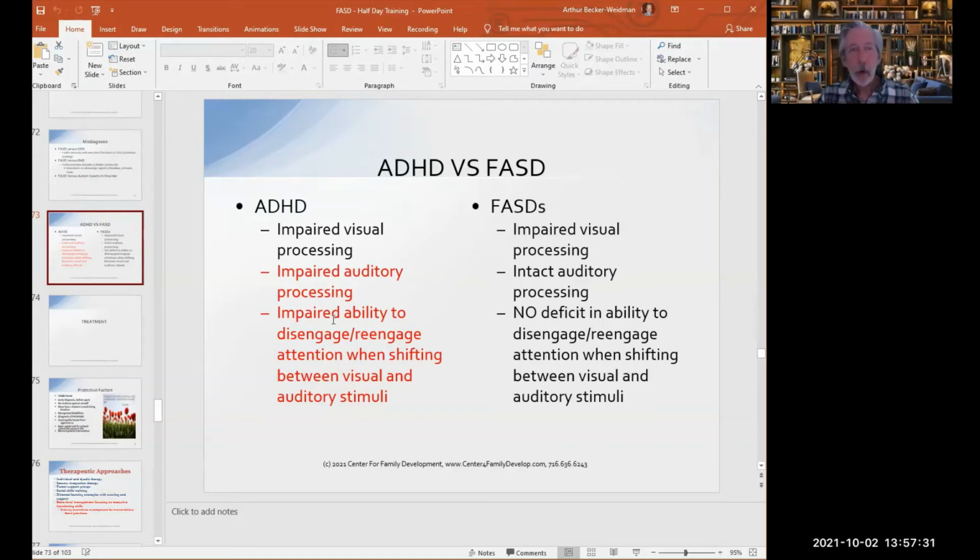Kids with ADHD often have impaired ability to shift back and forth between visual and auditory stimuli. Kids with ARND, we usually don't see much of a problem with shifting between visual and auditory stimuli. So not that these let you make a differential diagnosis, but they're helpful. And when you see them, it can begin to point you in one direction or another to get more information to see what it might be. But these are clues. Oh, maybe it's really ADHD, or oh, maybe it's really ARND that's causing the symptoms.